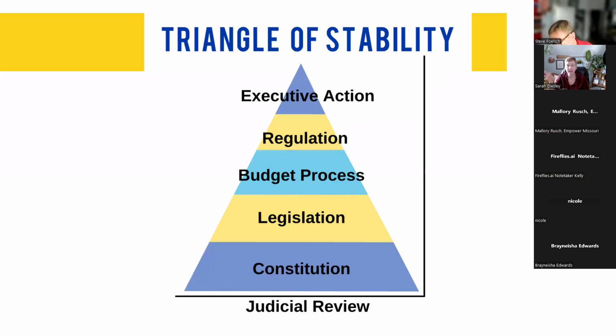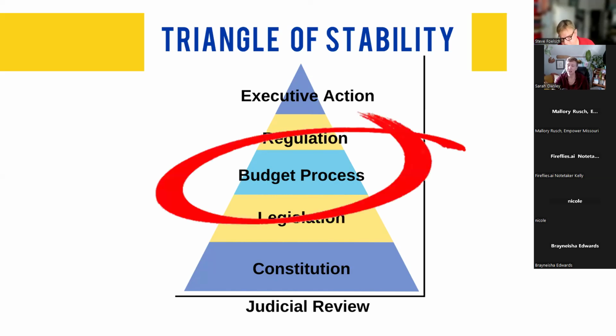Here's our triangle of stability that we looked at for the first time yesterday. Remember that the things at the bottom of that triangle are really stable, difficult to change, relatively consistent over periods of time. And the things at the very top are the easiest to change, the most frequent to change. Tomorrow, we're going to talk about executive actions and regulation together and what that process looks like. And today, we're going to talk about the budget, as I said.